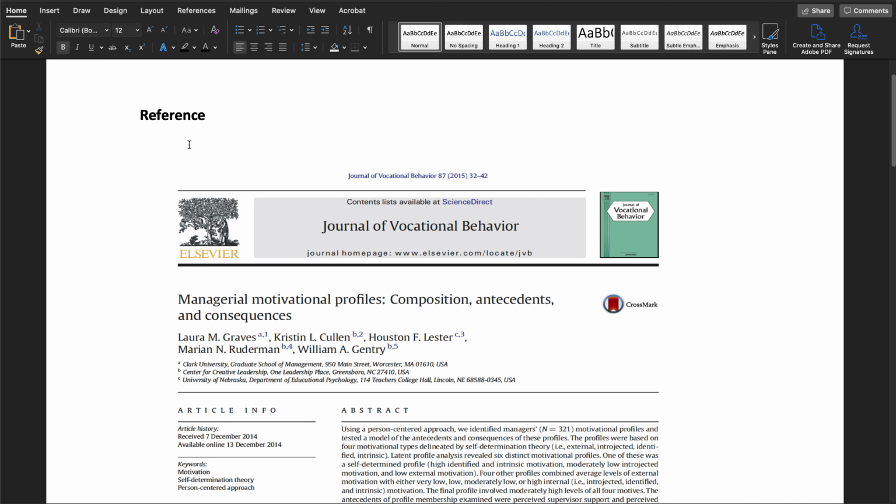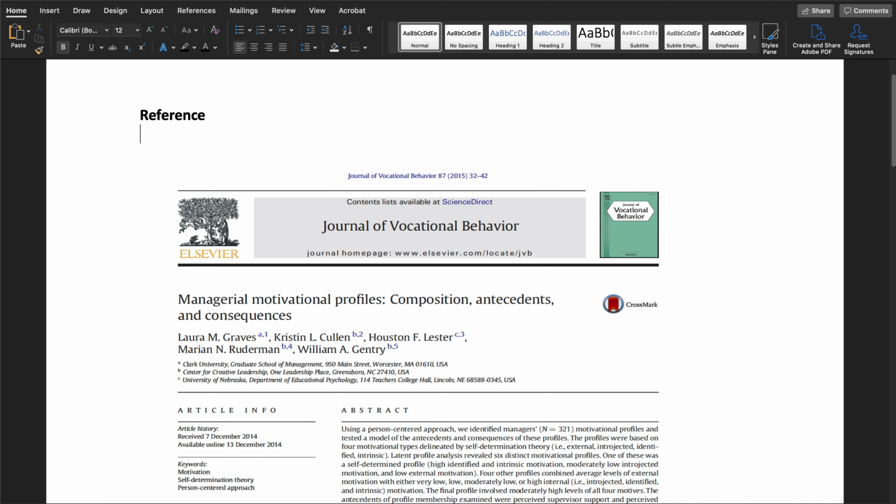Okay, so for your reference, first thing you want to do, right, first part of your reference is your authors. Notice that we have a lot of authors here. We have 5, and those 5 need to be accounted for. Laura M. Graves happens to be our primary author, and you can tell by the A1 that's right on top of her name on the right-hand side, and then you have Kristen, who's the second author, right, and so forth and so forth.